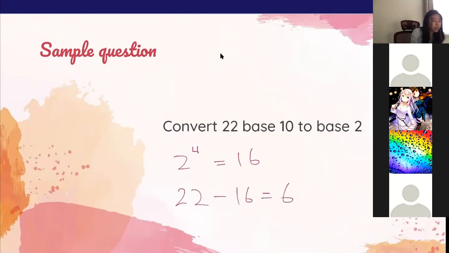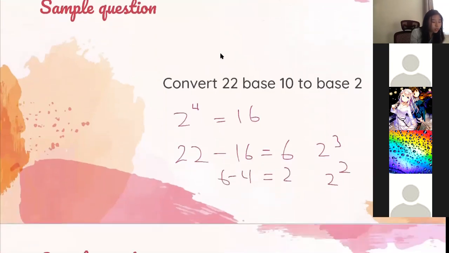Next biggest power is 2 cubed, 8. This fits 0 times. 2 squared is going to fit once. We're left with 6 minus 4, which is 2. Okay, and 2 is going to fit 1 time and you're just left with 0. So the answer is 10110.